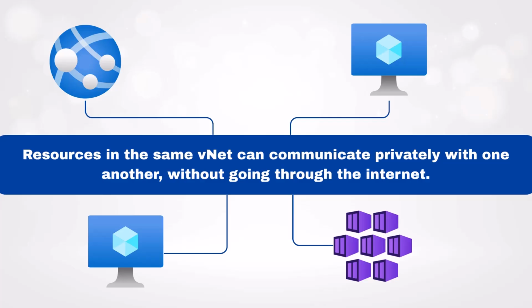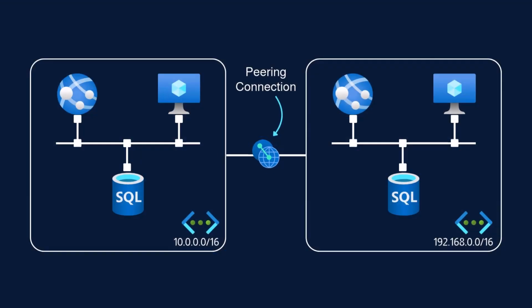And speaking of connectivity, Azure Virtual Networks are highly flexible. For example, you can connect two networks together using virtual network peering, which allows seamless communication between them, even across regions. And when you do this, those peered networks use Microsoft's private backbone network rather than the public internet, resulting in lower latency and improved security.